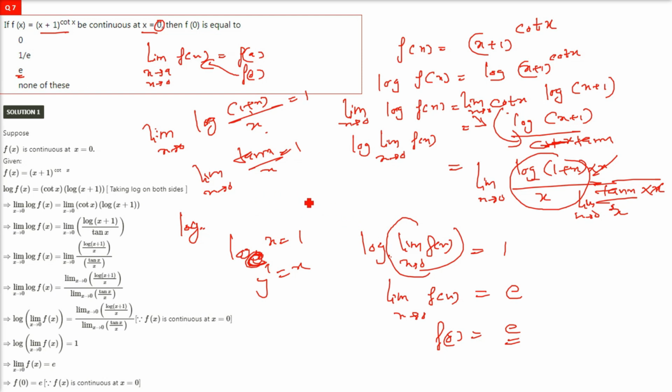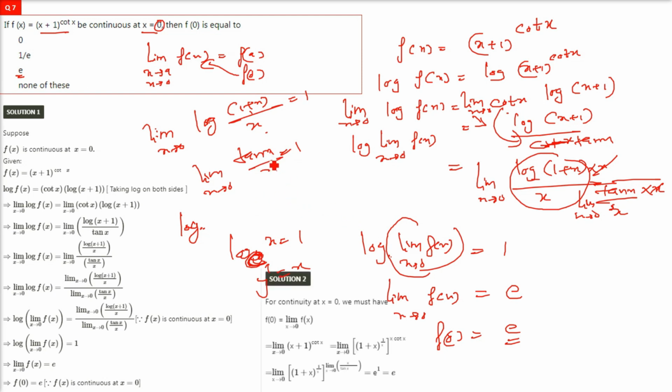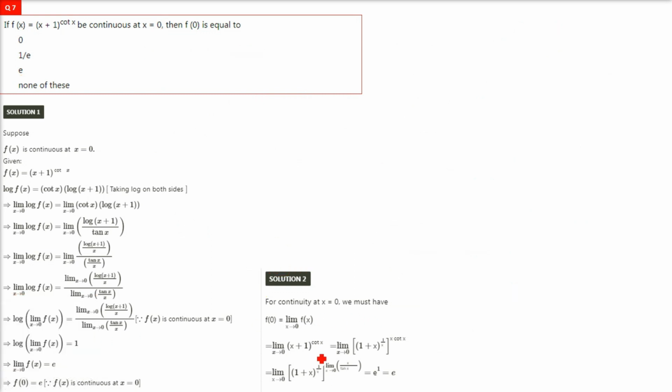And there is another method also. As I said, there is a simple method. Most of the time we generally avoid log. So we have a separate solution. The solution is very simple because ultimately you have to find out the limit x tends to 0 for f(x), which is (x plus 1) to the power cot x. So what we will do here is, we'll just try to make the expression so that we get a simple limit and solution.